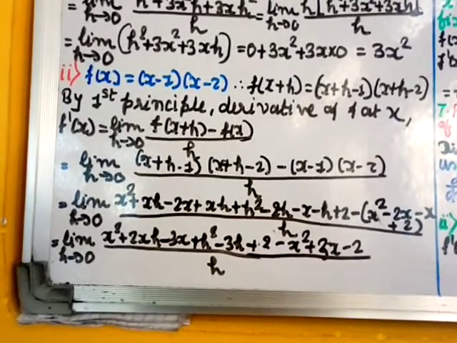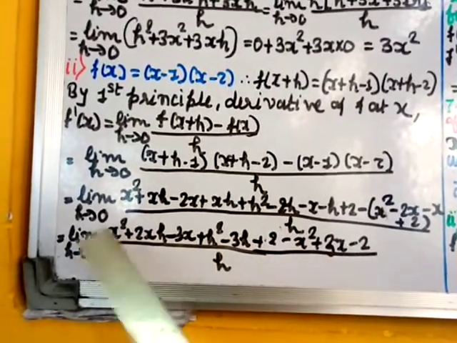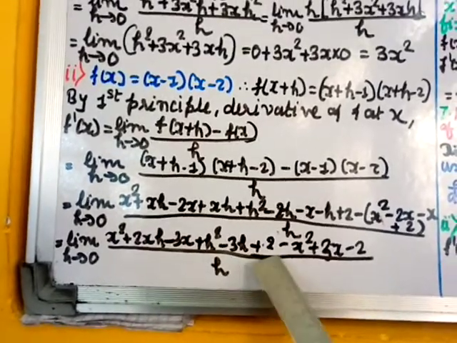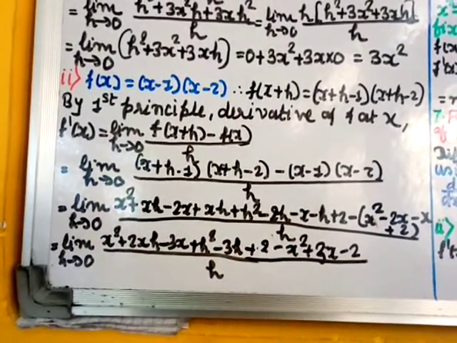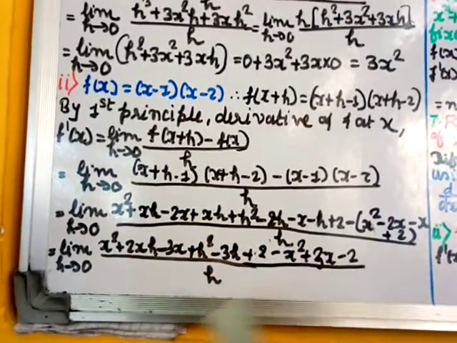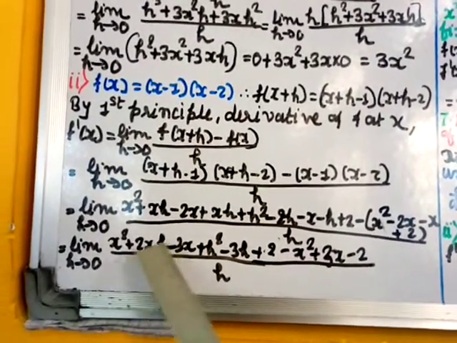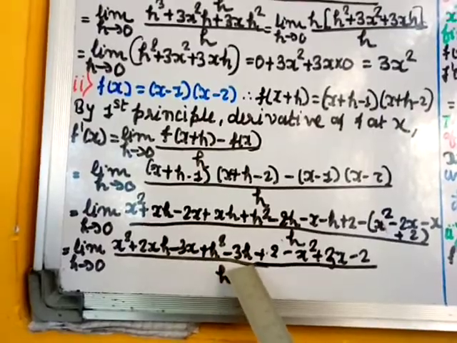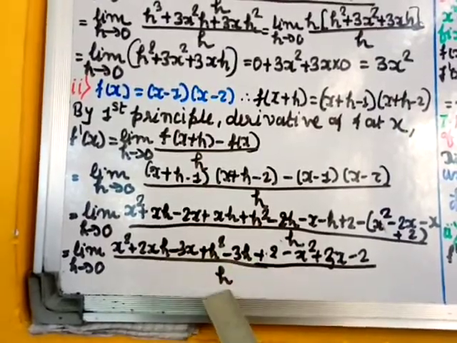Now here you can cancel x square negative, x square positive, cut. Plus 2 minus 2 can cut. Okay, and this minus 3x and plus 3x also can cut. So what remains is 2xh plus h square minus 3h. Okay, so this term divided by h remains.